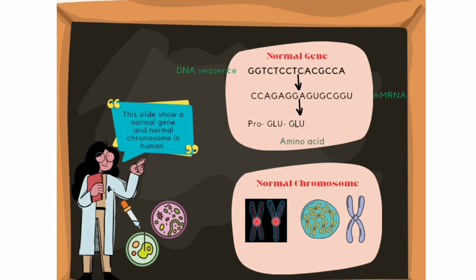Before we dig into more detail, take a look here at a normal structure of a gene and also the normal structure of a chromosome for a normal person, without any mutation. Normal gene sequence starts with DNA, which is transcribed into mRNA. The mRNA is then read in groups of 3 bases called codons to produce amino acids. Then, here you can see an image of the proper structure of a chromosome, including its centromere.